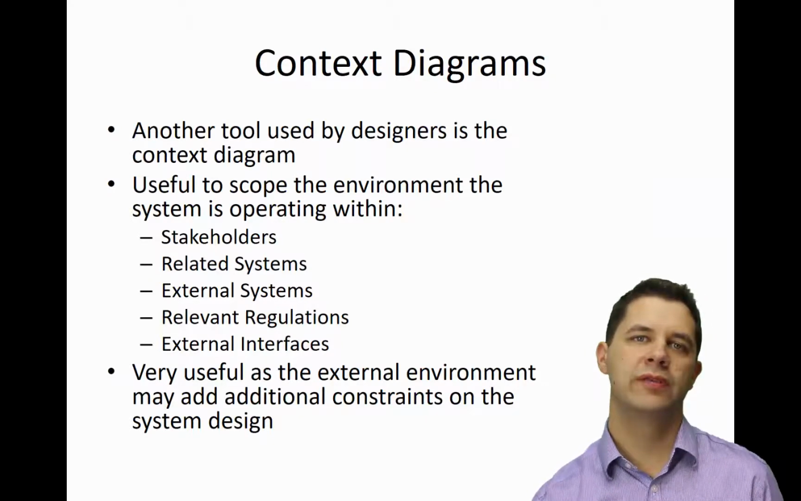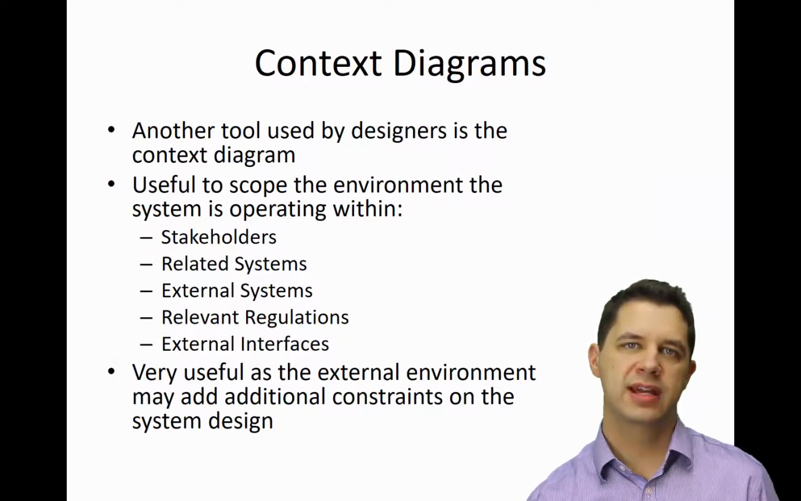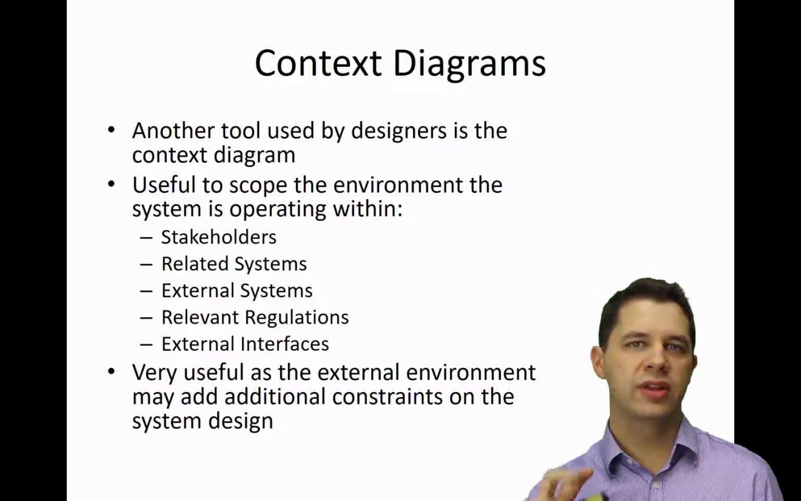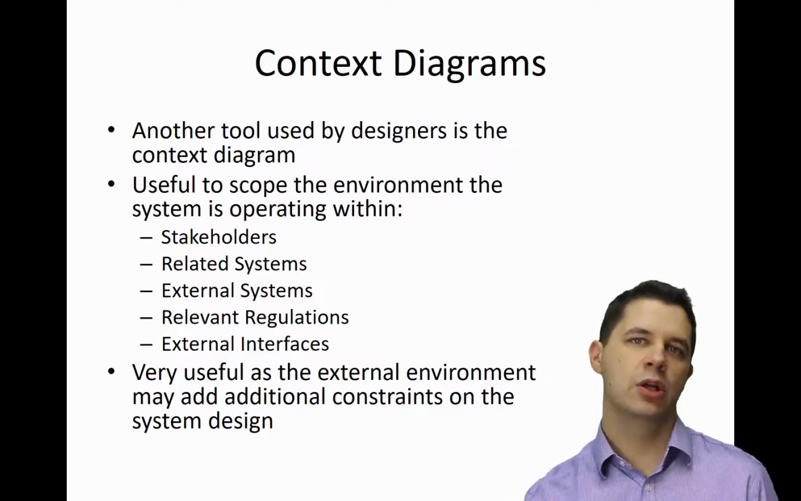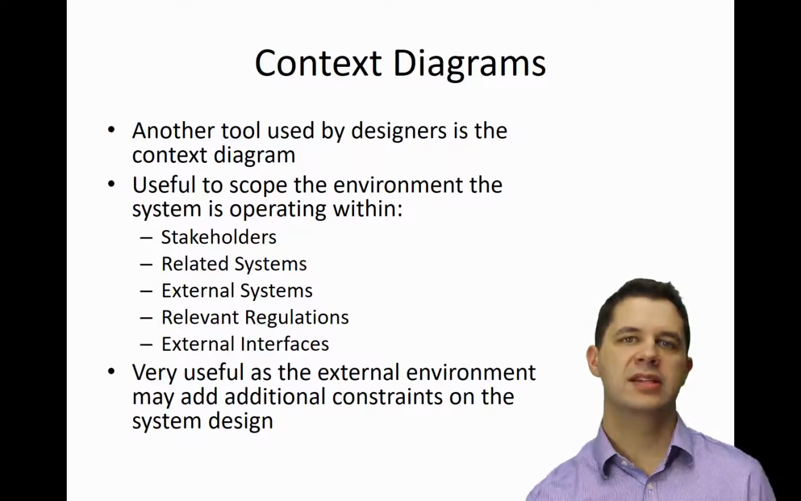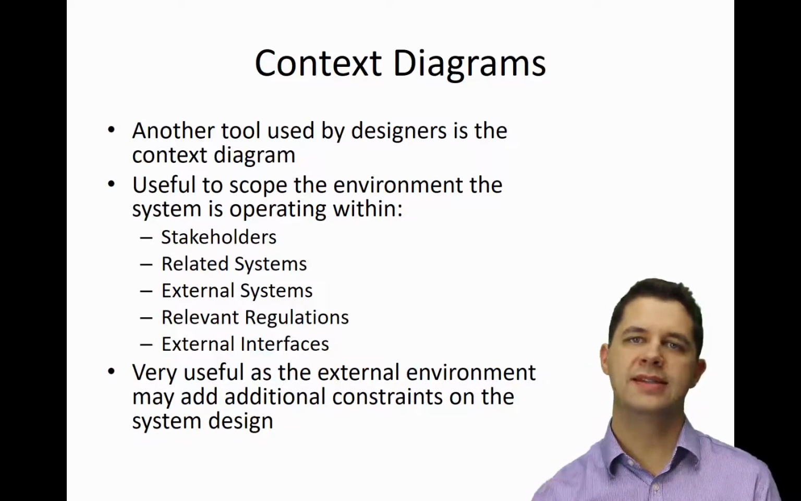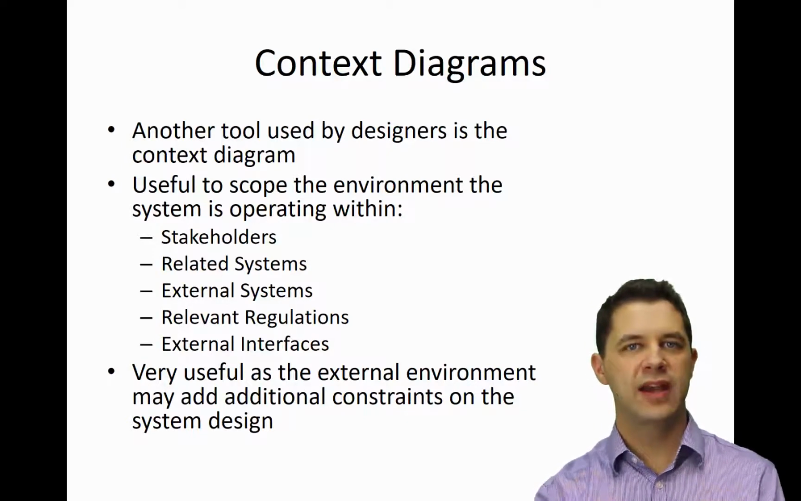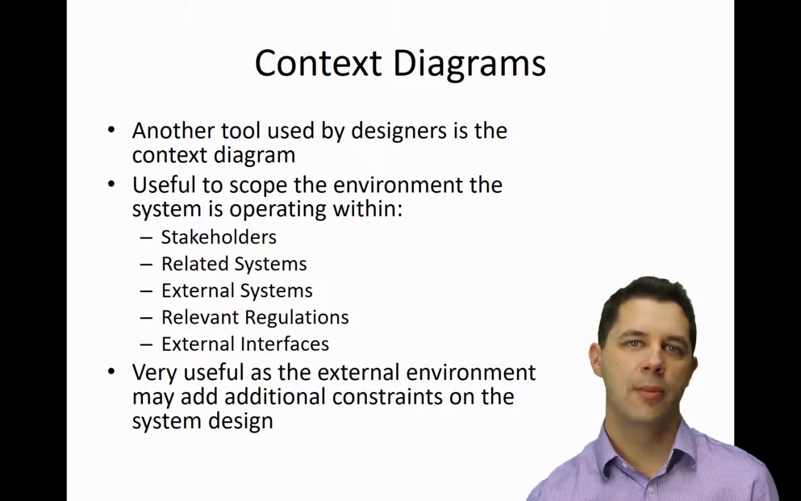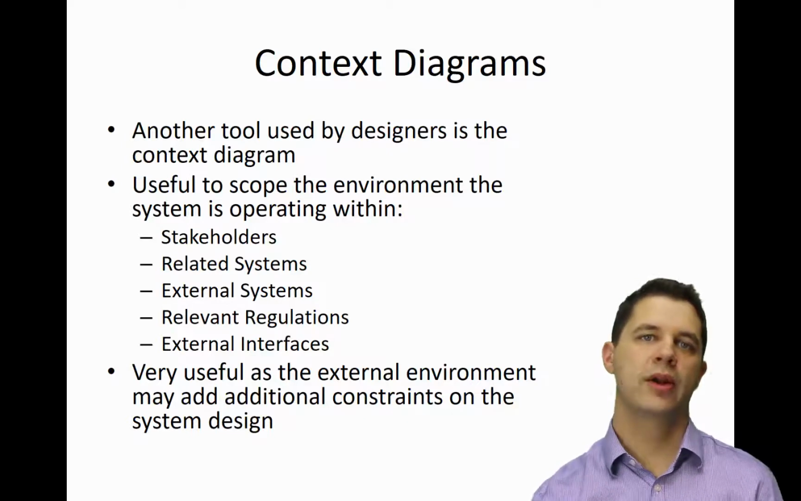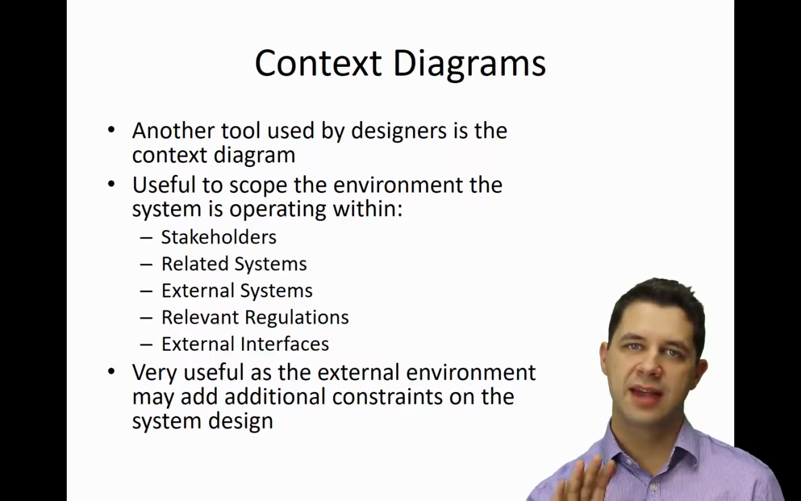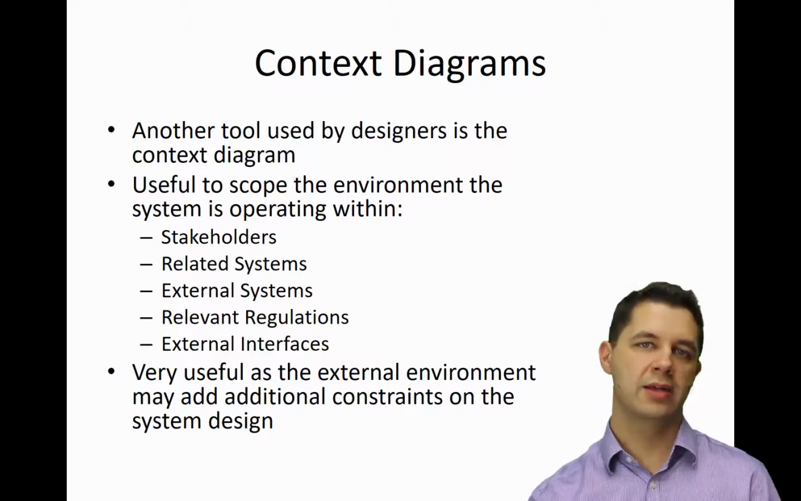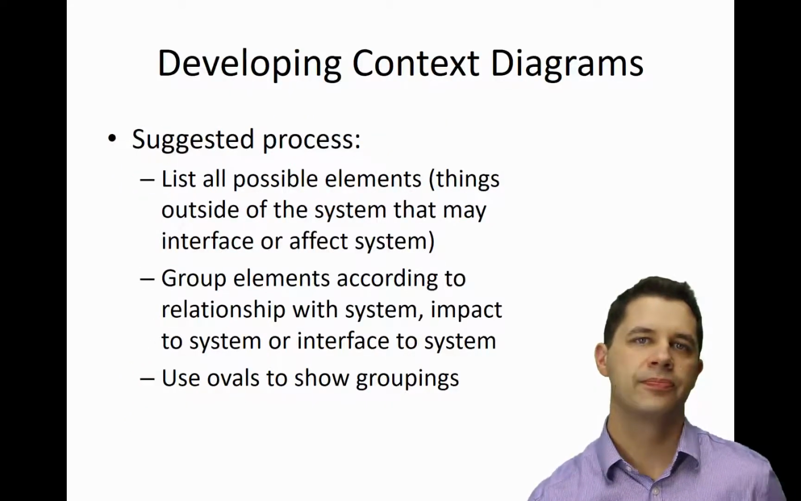Our final tool that we'll briefly look at is our context diagram. And this is something that's used by designers to show the environment the system is going to be operating in. So we can see all the stakeholders there, all the related systems, external systems, the regulations, external interfaces that this system has to abide by and interoperate with. It's very useful because these external environmental constraints can constrain the system design in all sorts of different ways.